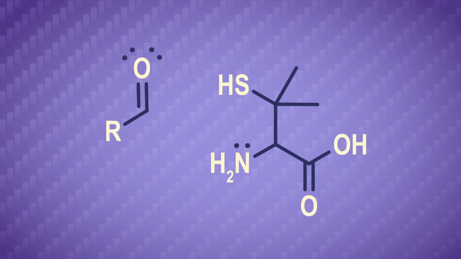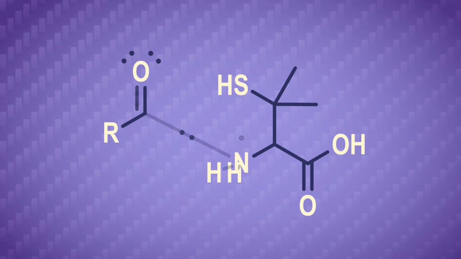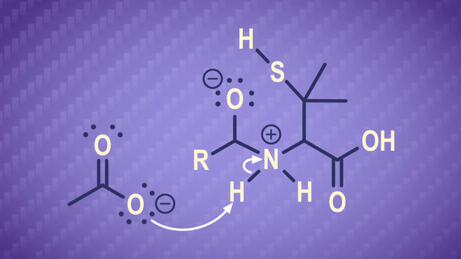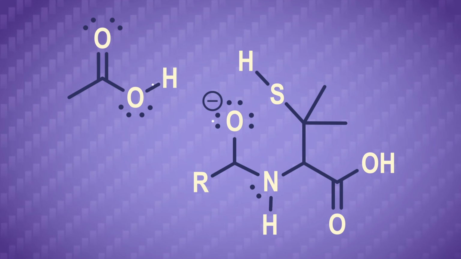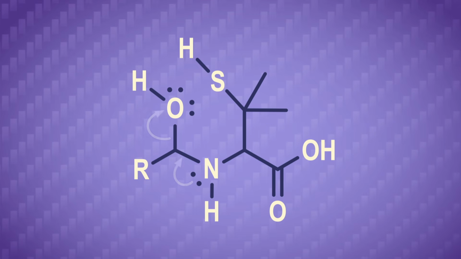Like the reductive amination reaction we just saw, the lone pair on the nitrogen attacks the carbonyl carbon. A proton jumps to an acetate ion, which is grabbed by the negatively charged oxygen. Then we lose the hydroxide ion to form the aminium ion.